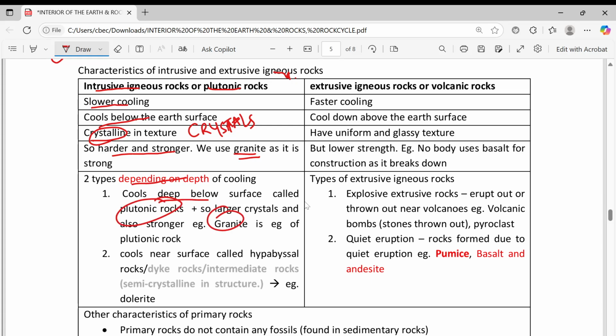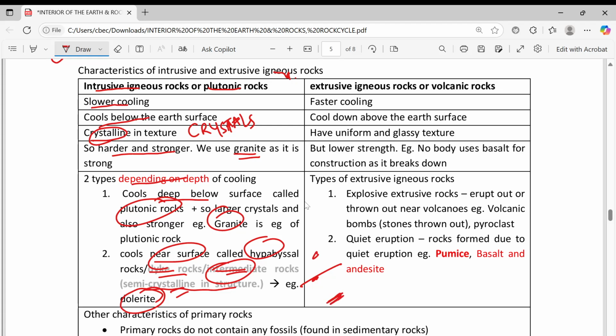For example, granite. Near the surface, we have hypabyssal rock. These are also called dike rocks or intermediate rocks, semi-crystalline in nature. An example is dolerite. Why semi-crystalline? It forms near the surface, so it will cool somewhat faster than granite, because granite is at more depth. These are all called intermediate because they form just below the surface.